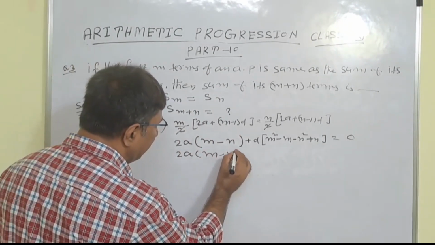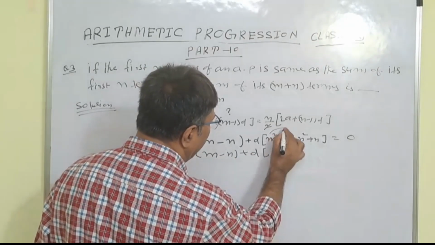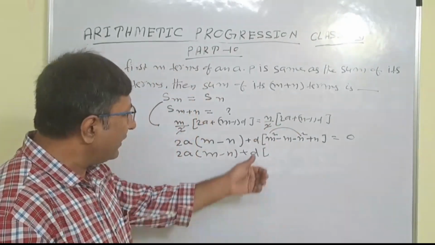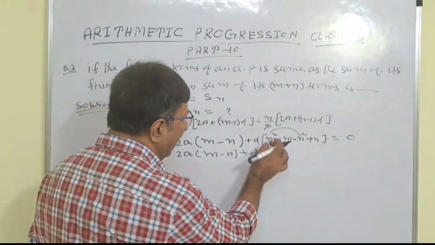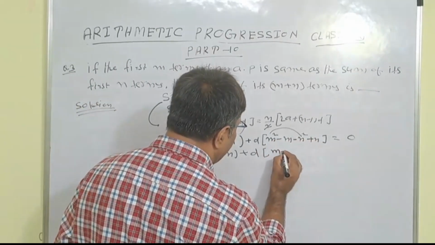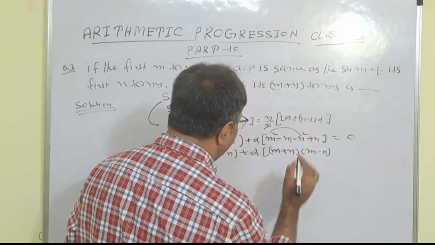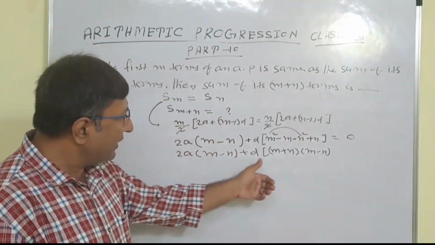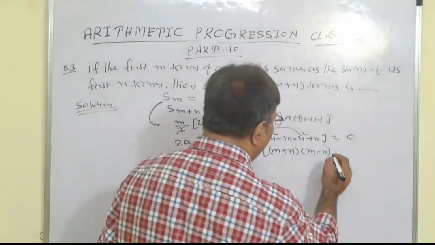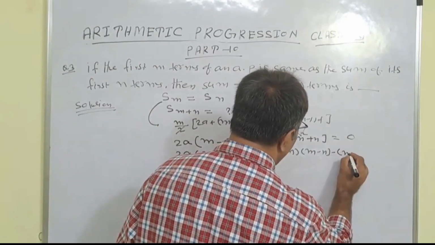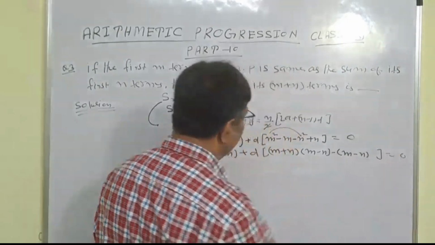Now you see, this is 2a, this is m minus n, and here d, and this is m square minus n square. So you know the formula a square minus b square is a plus b into a minus b. So here m square minus n square we can write as m plus n into m minus n. Now here m minus n, here m minus n, here minus m plus n. So we can take minus common, then this is also m minus n. This equals 0.